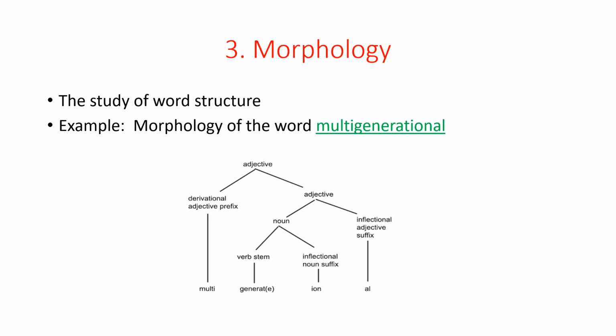Morphology, the study of word structure. Example, morphology of the word multigenerational. Adjective, derivational adjective prefix multi, adjective, noun, verb stem generate, inflection noun suffix ion, adjective, inflection adjective suffix al.